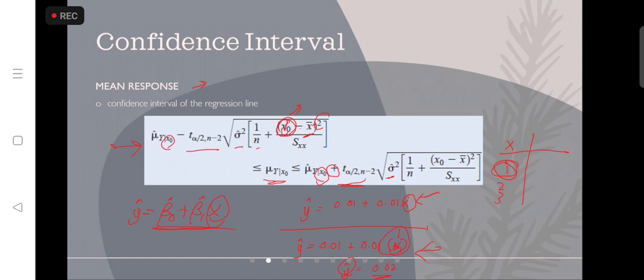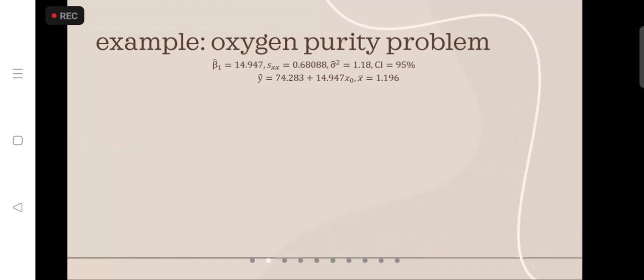So to further understand, use the example. So same example. So our y hat for this example is this one. So let's use x0 as 1 for that. So what is the value of our y hat if x0 is 1?